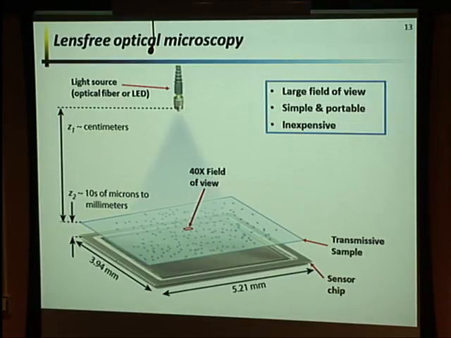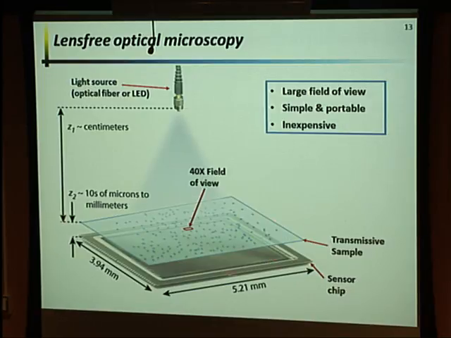So this is the on-chip microscopy platform. It's quite simple. All there really is, is a light source, and this light source can be as simple as an LED coupled to an optical fiber. There's then your transmissive sample, which is what you're trying to image, and then you have a sensor chip. The sensor chip could be a CMOS or a CCD sensor chip. In this case, we're using a sensor chip that's about 4 millimeters by 5 millimeters.